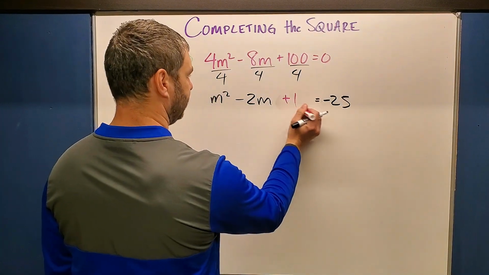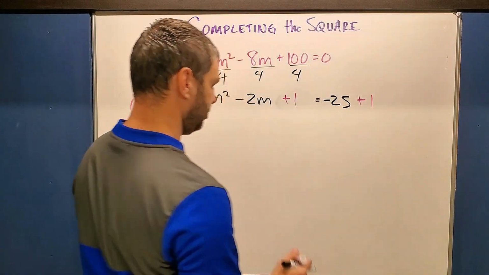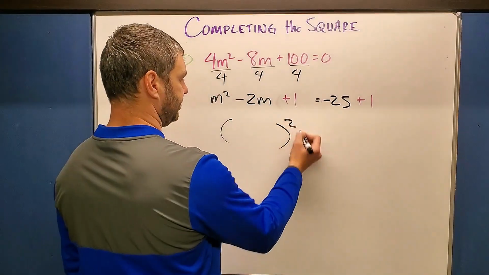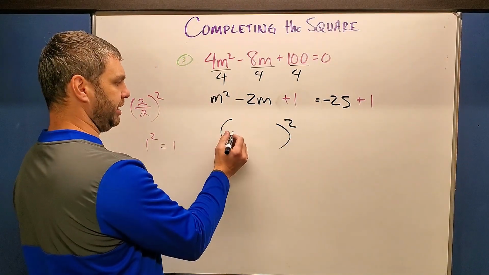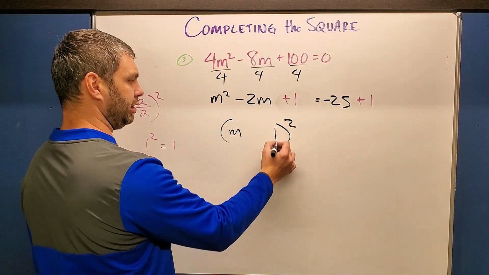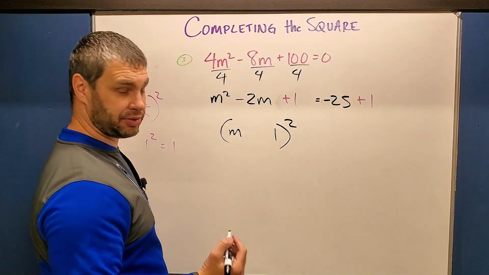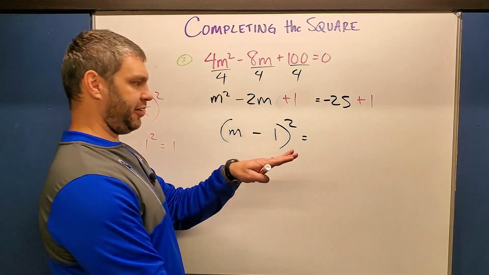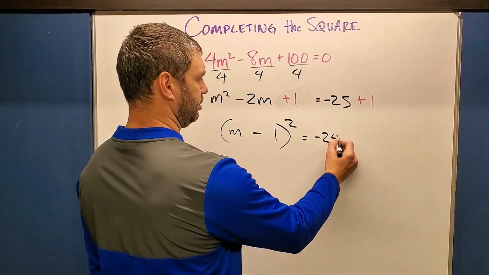So really, we're adding in 1 right here to both sides. The reason I chose that one, again, is because I can write this as a binomial squared. Square root of m squared is m. Square root of 1 squared is 1. I'm using the sign from my b term as a negative. On the right side, negative 25 plus 1 is negative 24.